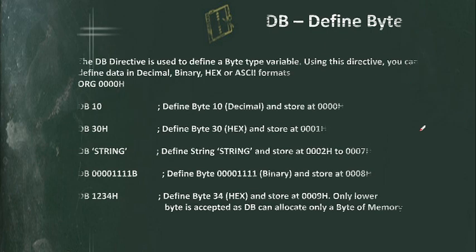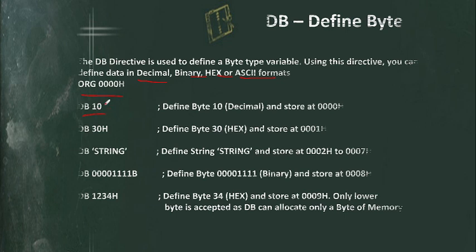Now let's go for another directive. This is the define byte directive, and this is an 8-bit directive. You can define any number if you want. Like in the previous one we had only one number, now here decimal, binary, hexa, ASCII, anything you can define. So how to define? Write org 00. After that you write db 10. So db 10 is nothing but define byte 10.